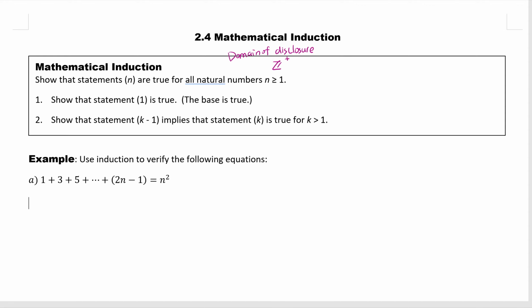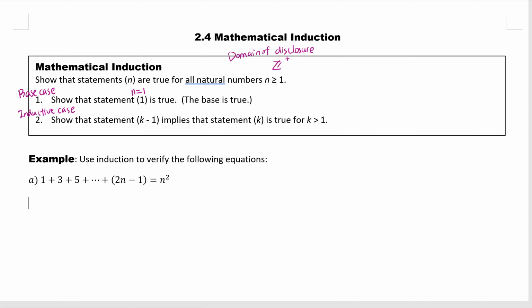And we have two cases. First, we also call this the base case. The base case is to show that statement S of 1 is true. So we plug in n equals 1 here. And then we have the inductive case. We show that the statement S of k minus 1 implies that the statement S of k is true for all k greater than 1. So these are the two steps of induction.